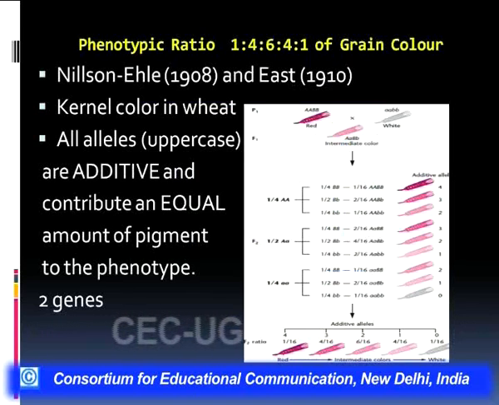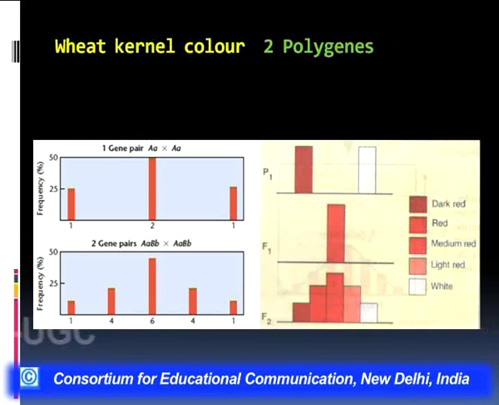The classical experiments of H. Nilsson-Ehle and East on the kernel color of wheat, because we know wheat has different colors, proved that the genes are additive, and if 2 genes are involved, they would add to the color of the grain. The more capital genes there are, the greater would be the intensity of the grain color. As we can see, if there is one gene pair, then the ratio is 1:2:1, again a pyramid.